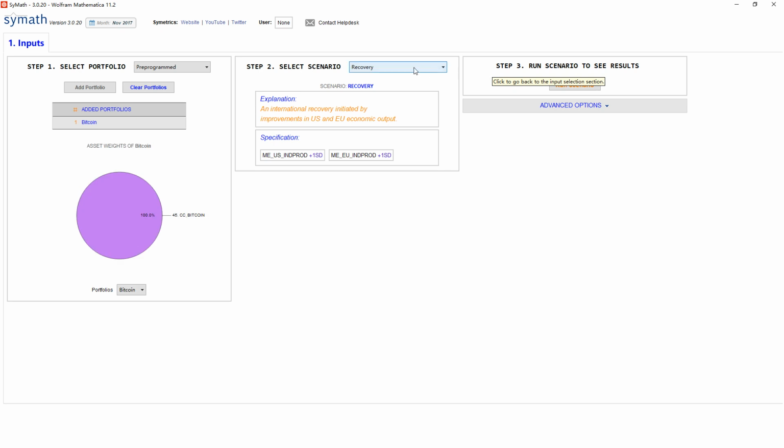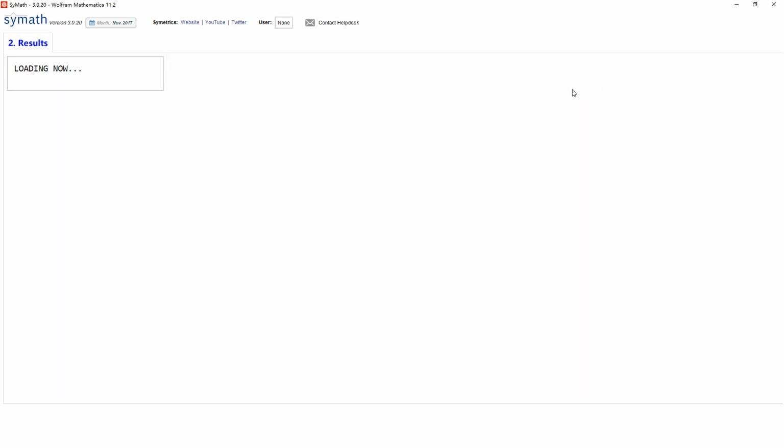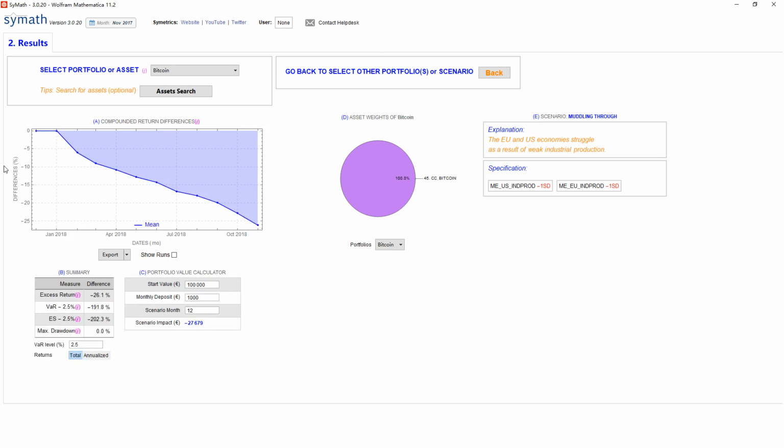And now let's go back and choose a negative economic scenario, muddling through. In this scenario, we decrease the US and EU industrial production, and let's see what will happen. You see that under this scenario, Bitcoin has a lower compounded return than the normal scenario. So it seems that Bitcoin also performs badly in bad economic circumstances.